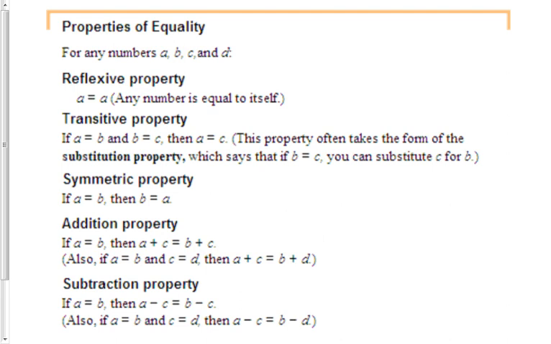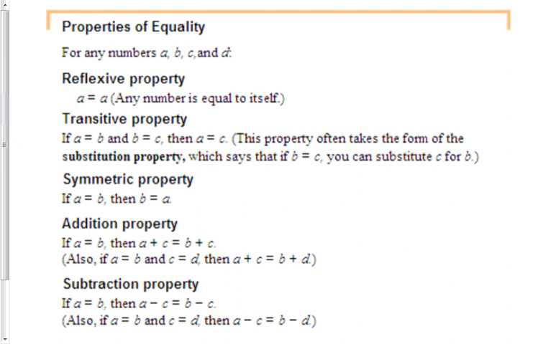The reflexive property: a equals a. Well, of course it does. 3 equals 3. Anything is equal to itself. The transitive property: if a equals b and b equals c, then a equals c.